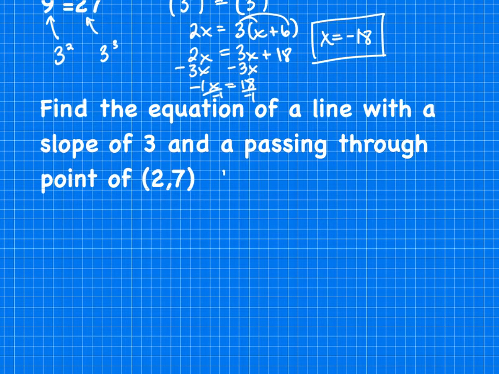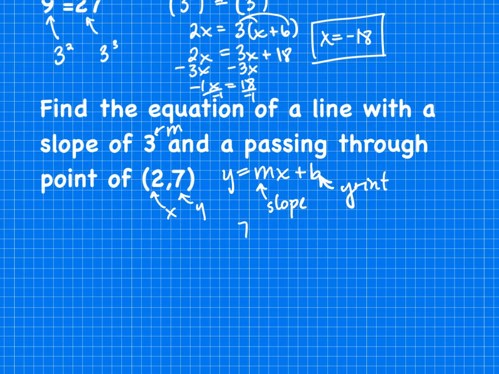So a linear equation, one of the forms is y equals mx plus b. m is your slope, and b is your y-intercept. So if I take my slope of 3, that's what I'm going to plug in for m, and then I'm going to use the point that it's crossing through as my x and y values. So I'm going to set this up as 7 equals 3 times 2 plus b that I don't know. And then I just solve for b.